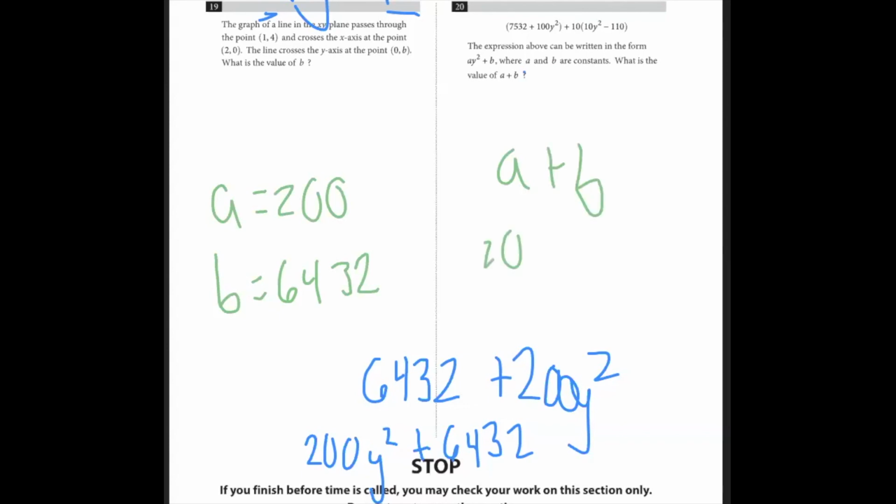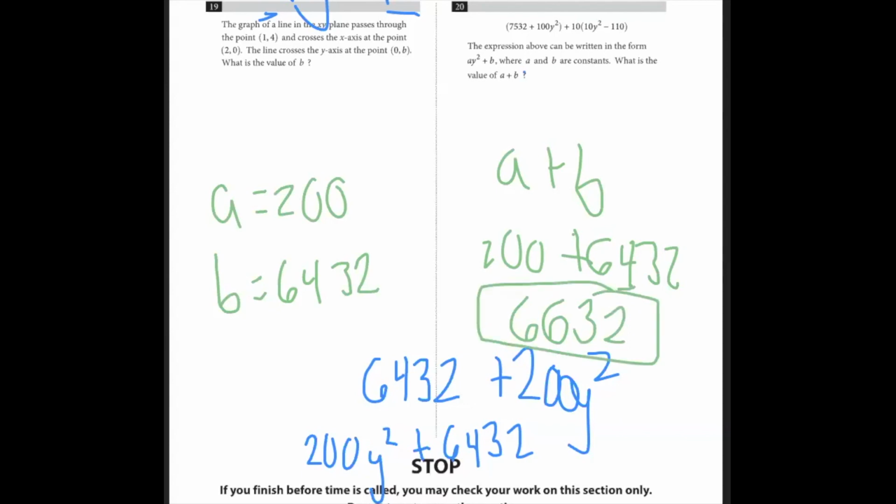So now it's just about adding those two together. It's 200 plus 6,432. Your answer is 6,632. It's just about changing this to a 6. So that is the answer to this problem, and that is the end of this test for now. We did as many as I could, and hopefully that did help.